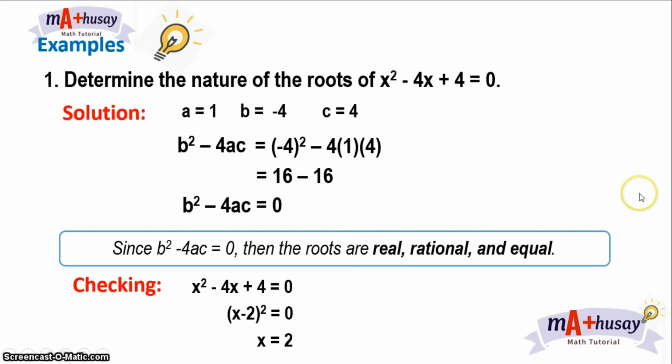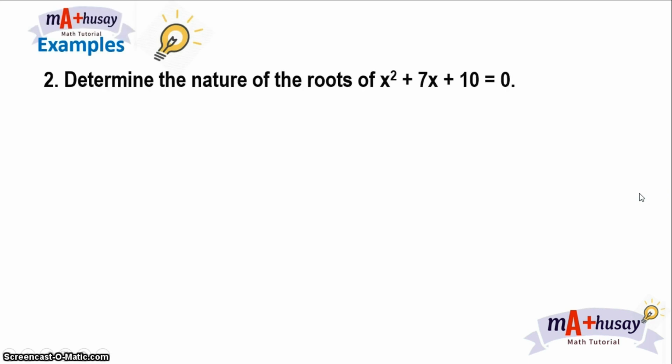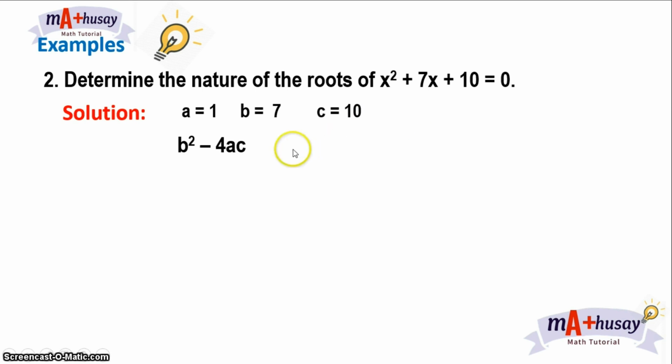Let's take example number 2. Determine the nature of the roots of x squared plus 7x plus 10 equals 0. Again, we identify the values of a, b, and c, which is 1, positive 7, and positive 10 for a, b, and c respectively. Now again, substituting it to the discriminant formula, then we have b squared minus 4ac. So substituting these values, you will have 7 squared minus 4 times 1 times 10.